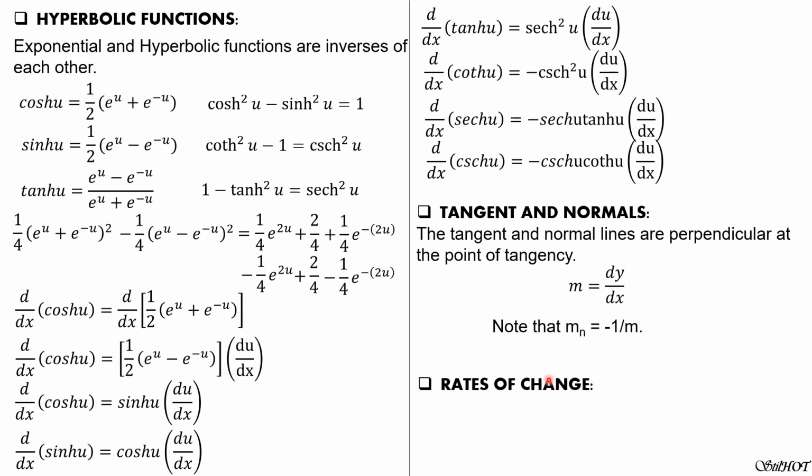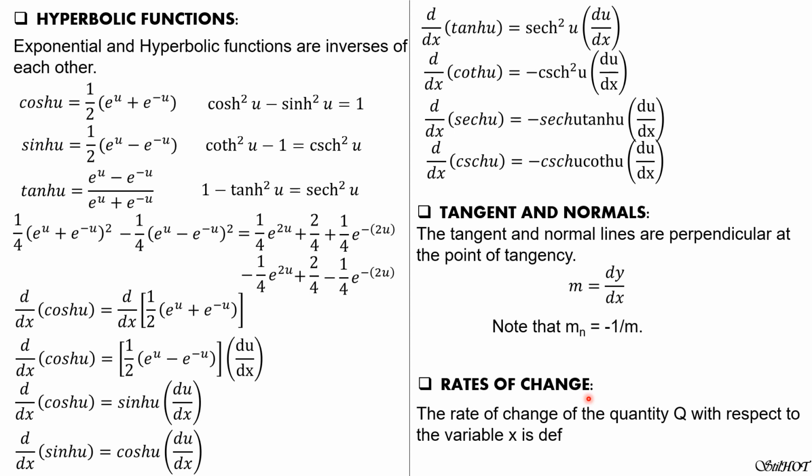Finally, for the principles on rates of change, this is the other interpretation of the first derivative. The rate of change of the quantity q with respect to the variable x is defined by the derivative of q with respect to x, or dq dx. So these are the principles, and on the next slide, let's have the examples on derivatives of logarithmic functions and exponential functions.